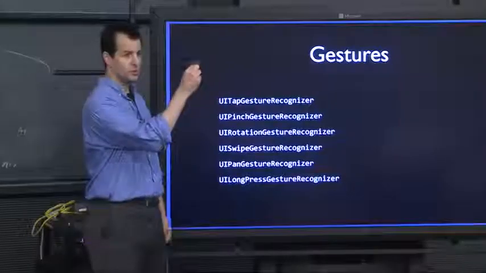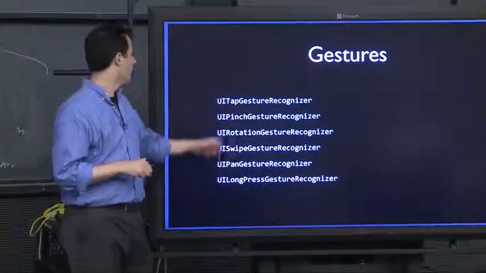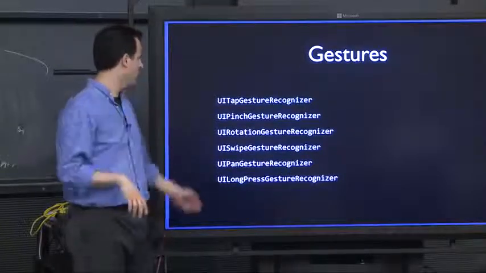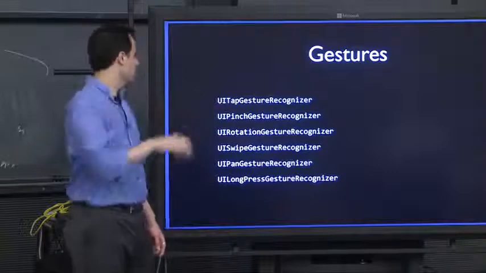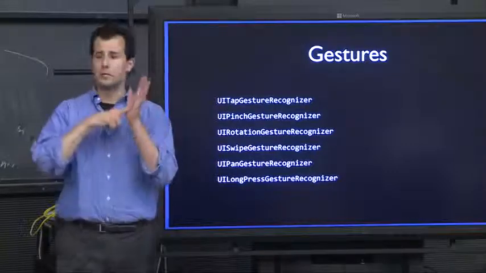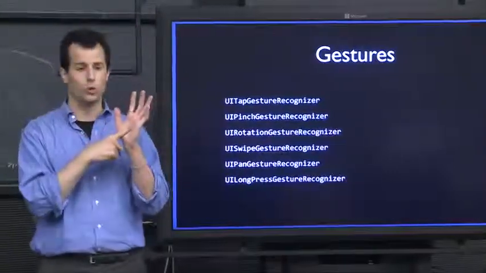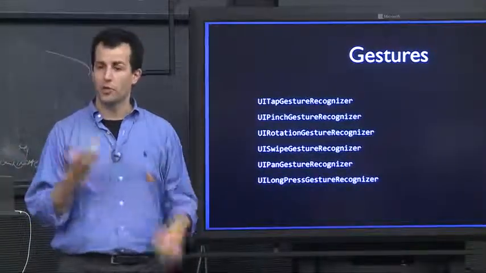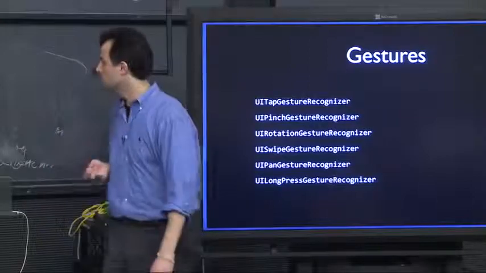Pinch, which is doing something like this, often to zoom. Rotations, kind of twisting your fingers around. Swiping left to right, up to down. Pan gesture, if you want to move something across the screen. And long press, if you want to click and hold for a second or two. That too can be detected differently. And if you've used Google Maps or Apple Maps or the like, you've experienced a bunch of these different UI mechanisms. So how do we start doing that?